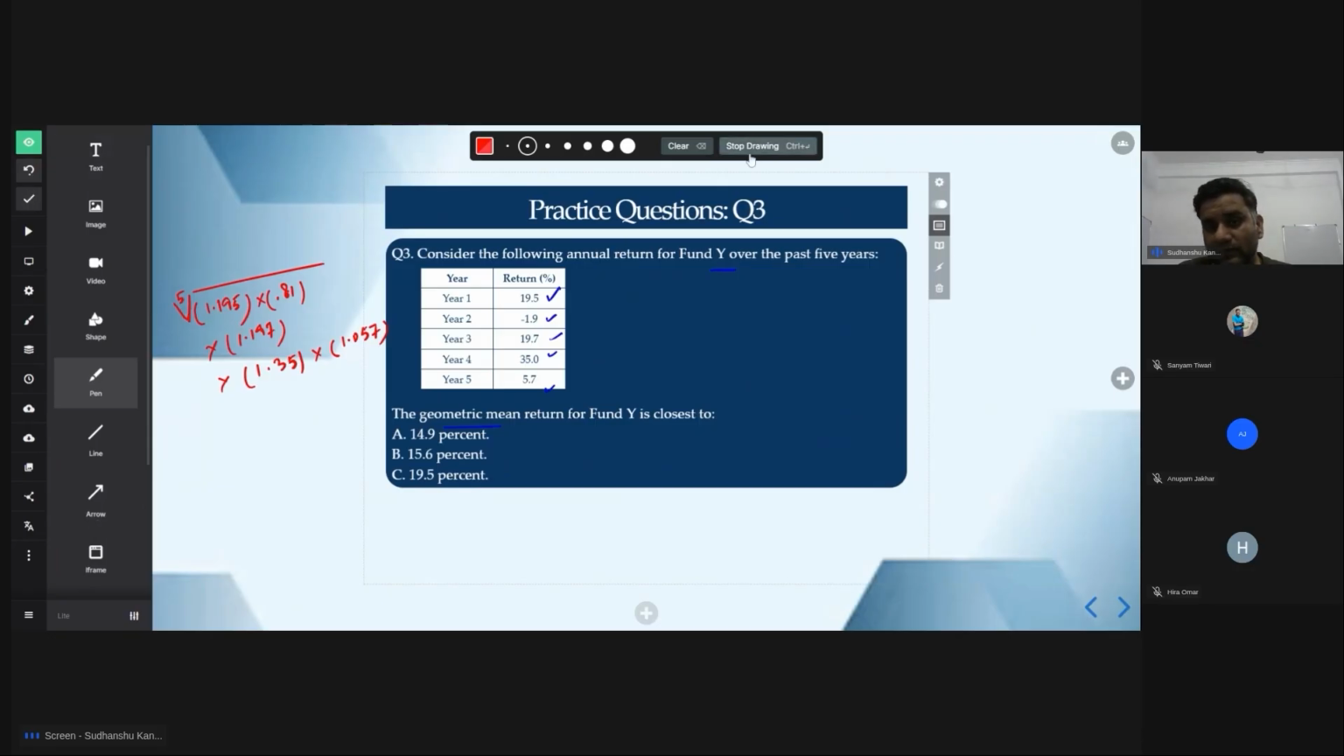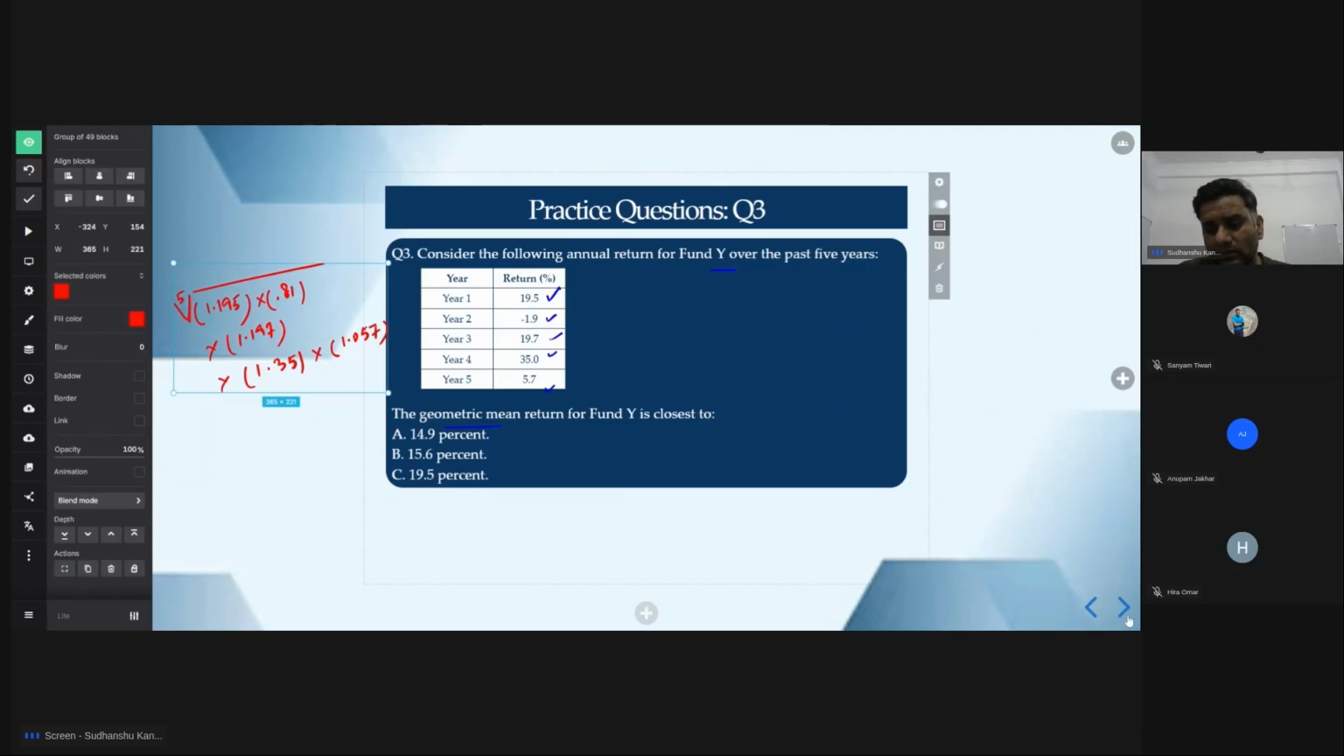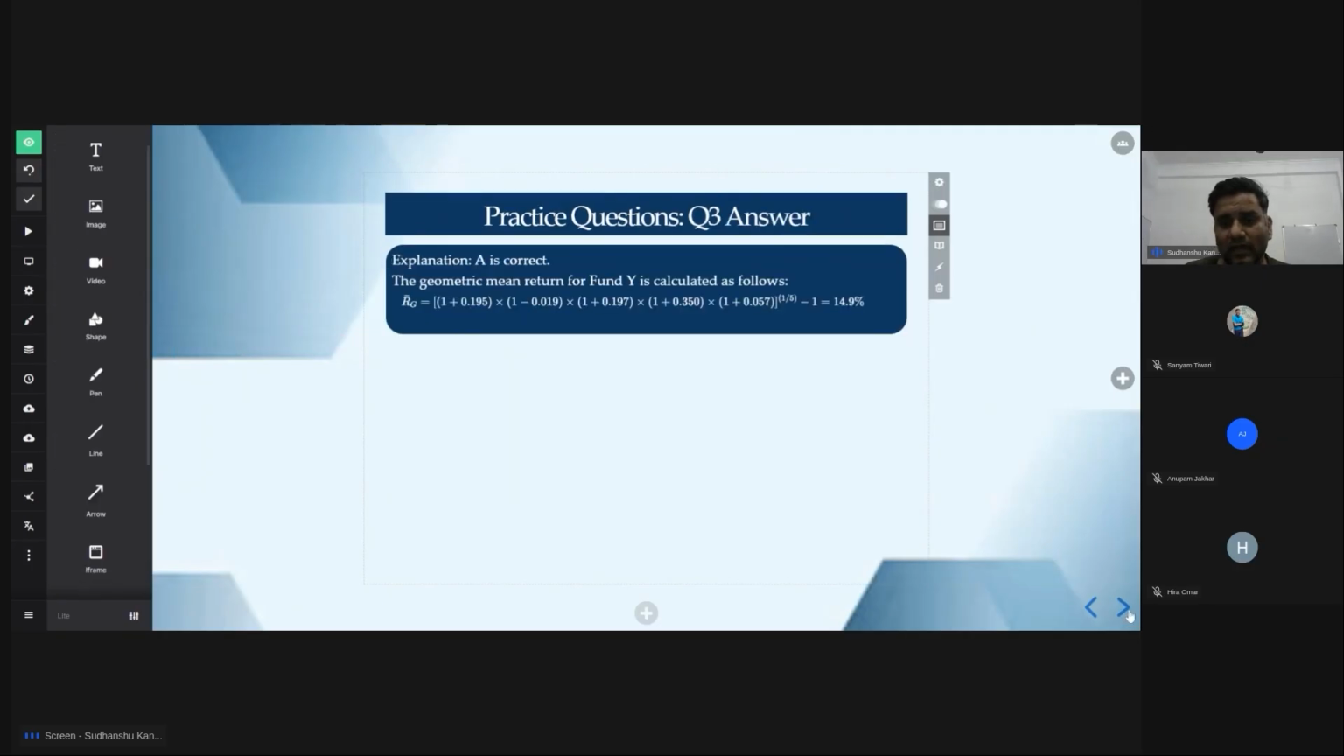All these have to be done in calculator, guys. Let's see what they have done. This is what they have, same thing which I told you. All these things have to be done in calculator. 1 plus this, 1 minus this. This one raised to power 1 by 5 minus 1.